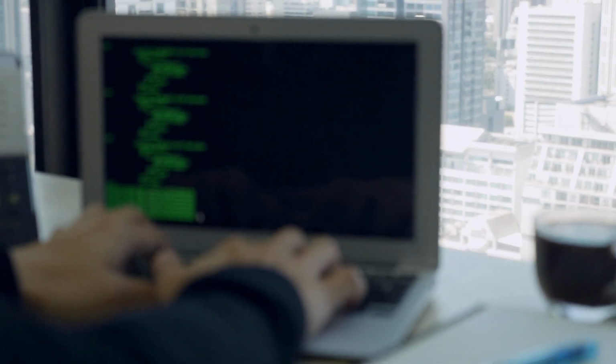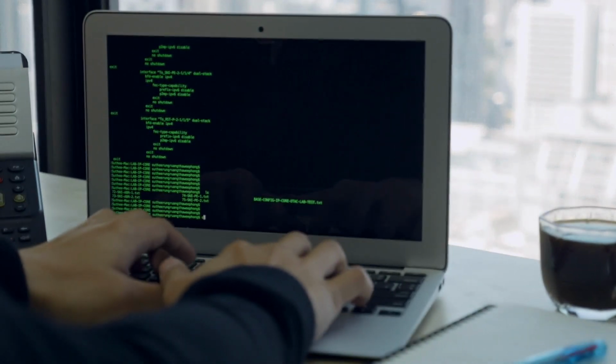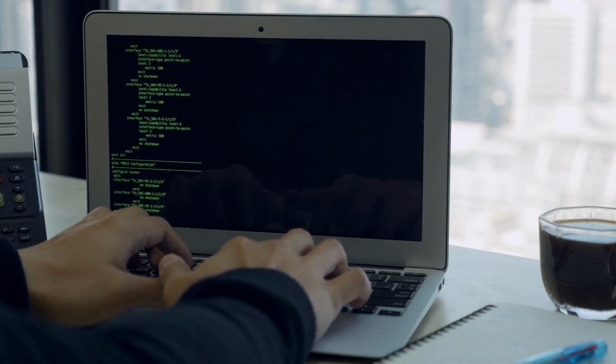It's important to remember that building a SaaS business is a long-term process that requires patience, persistence, and a willingness to learn and adapt.